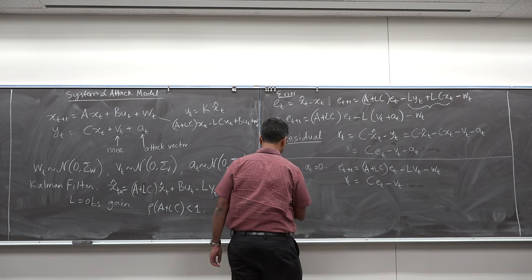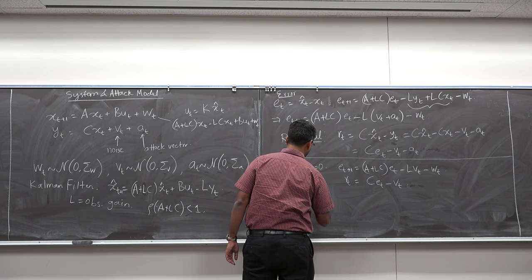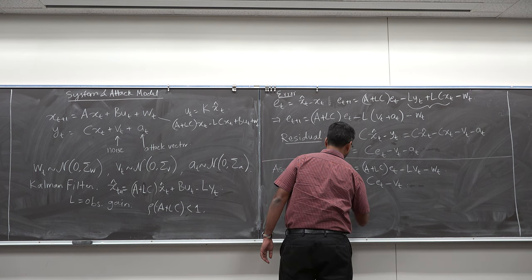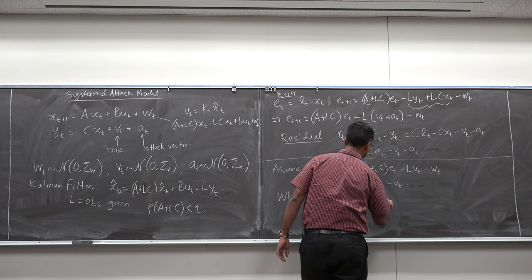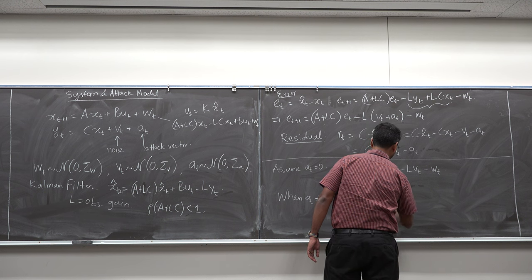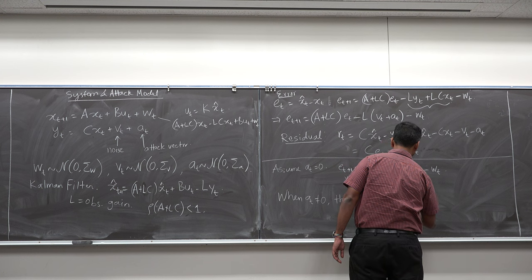So when a of t is not equal to zero, the PDF of r of t changes.